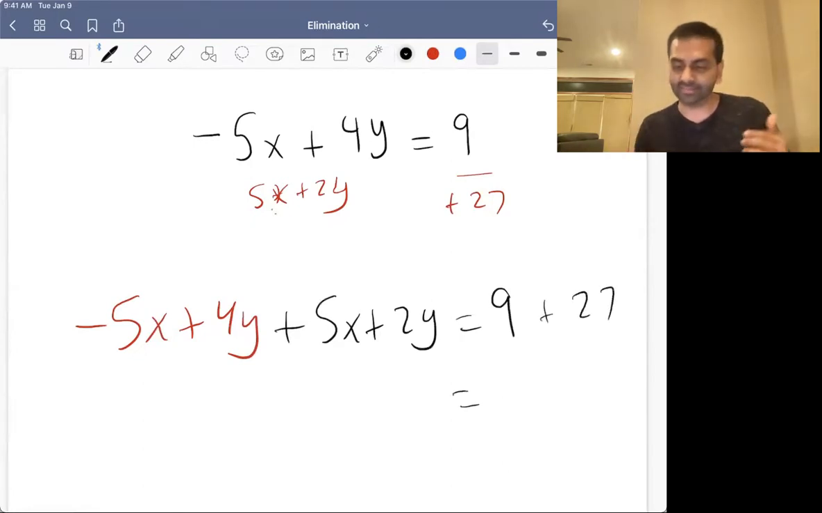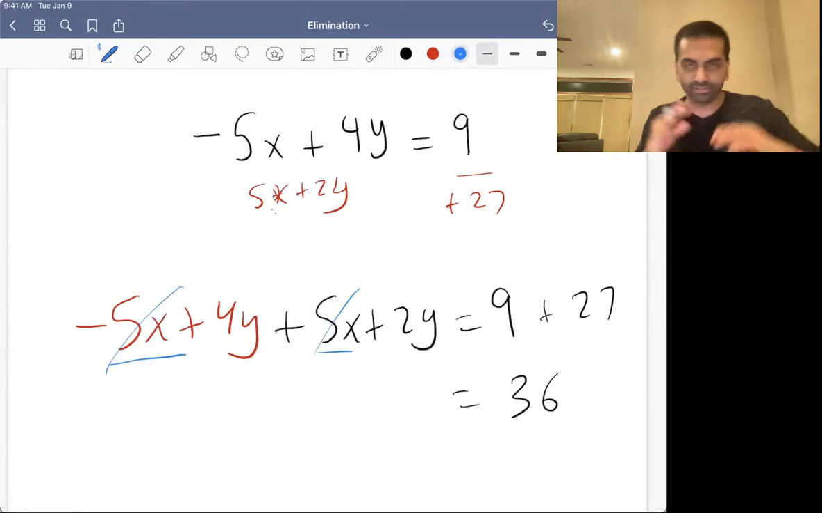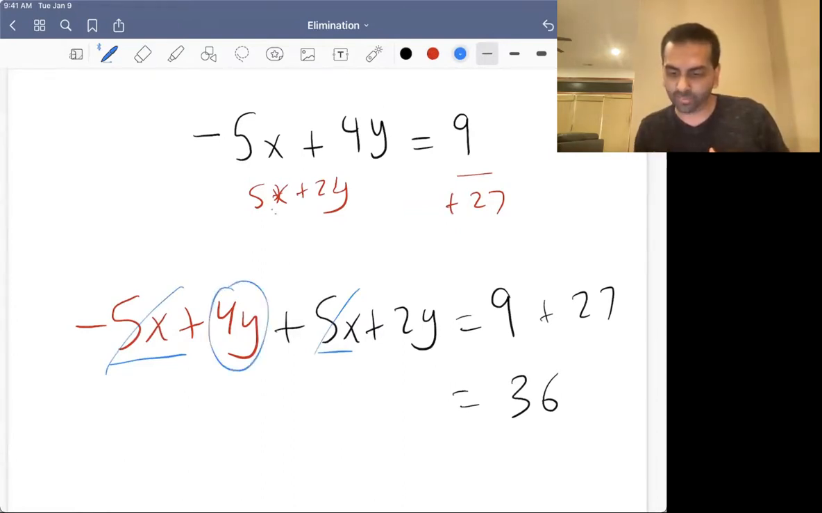So let's add this. 9 plus 27 here is just going to be 36. And over here, you could combine like terms. This negative 5x and the 5x, they add up to 0. They are eliminated. And as we'll see, that's the whole point of this. You're going to set it up where they get eliminated. And here you have this 4y plus 2y, which is 6y.